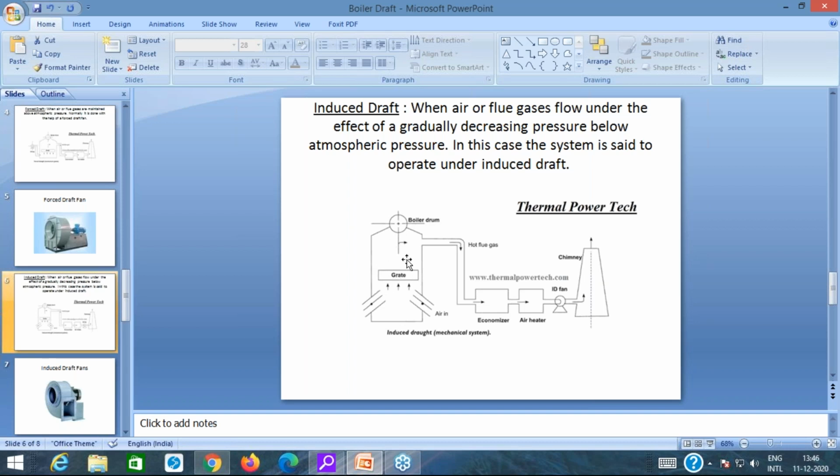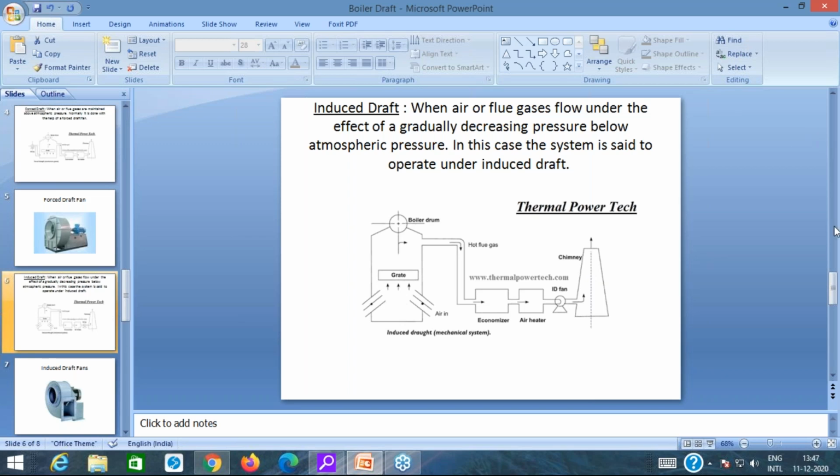And why is this pressure below the atmospheric pressure? It is because of the ID fan, the induced draft fan. So the air would get into the boiler via the grate, then it would be used for combustion, and the flue gases would be sucked in via the economizer, air heater, and finally they would be thrown out of the chimney. So this arrangement is called the induced draft, and sometimes you would have both the ID fan and FD fan. In that case, it is called the balanced draft.